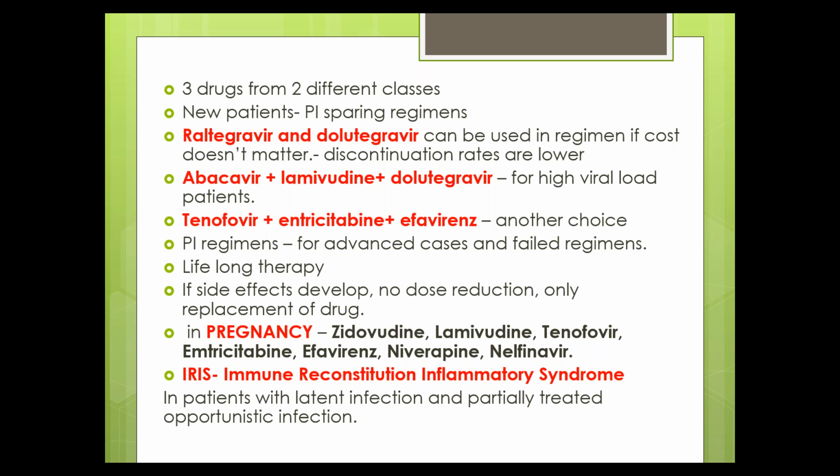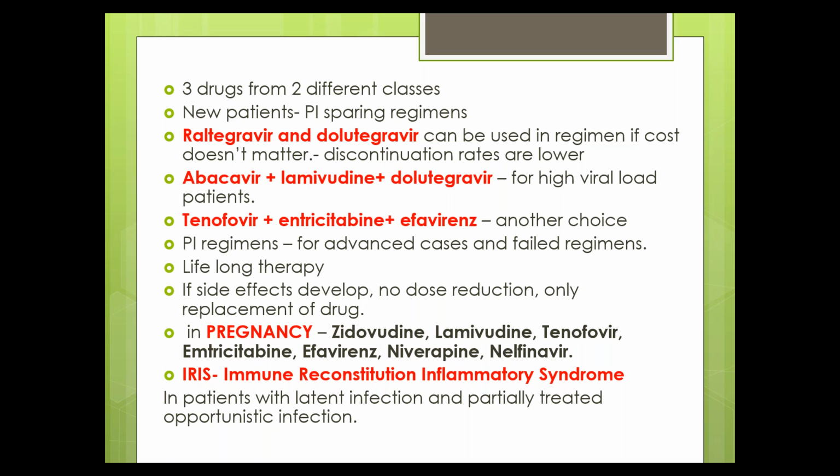Now, 3 drugs from 2 different classes, I told you, 2 NRTIs and 1 NNRTI. Now, there is a thing called protease inhibitors. If these protease inhibitors are included, they are called protease inhibitor regimens, and if they are not included, they are called protease inhibitor sparing regimens, okay. Now, new patients who are recently diagnosed with HIV are always given protease inhibitor sparing regimens. Okay, this is also because of the drug-drug interactions only.